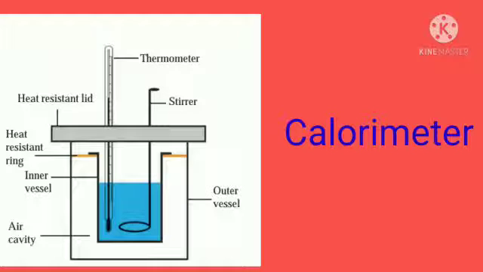You can also observe that, similar to a thermoflask, a calorimeter has two vessels, an inner and an outer one. This way, no heat can be transferred from the inner to the outer vessel or from the outer to the inner vessel. Thus, the inner vessel is thermally isolated from the surroundings. The inner vessel is made up of copper. A thermometer for measuring the temperature and a stirrer for stirring the liquid in the calorimeter are fitted in it.